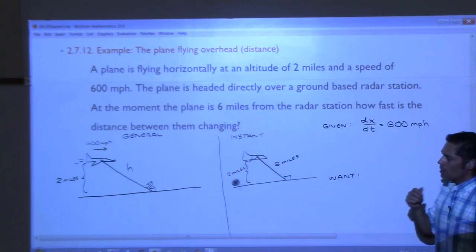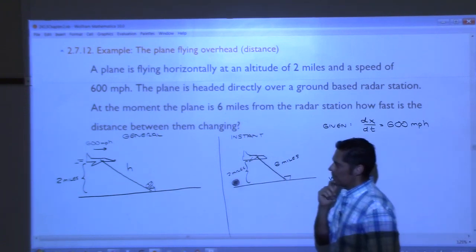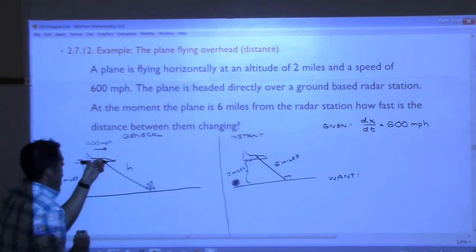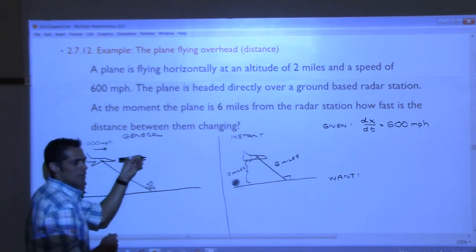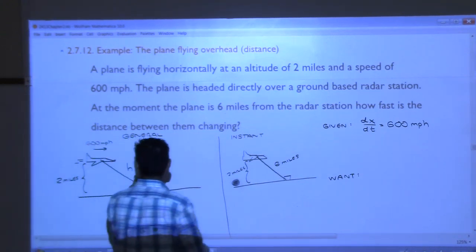However, I could add a little more to that picture over there that would include x. Do y'all see what I could draw? Okay, this is moving, right? 600 miles per hour. So x, maybe you just have to see it for the first time.